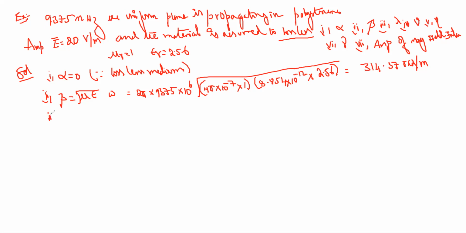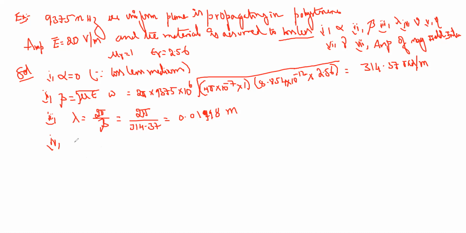And the third one, the same formula we used in the previous example to find the wavelength: lambda is equal to 2 pi by beta. So 2 pi by beta, we got as 314.37. That is equal to lambda, in meters, 0.01998 meters. Got it, my students?